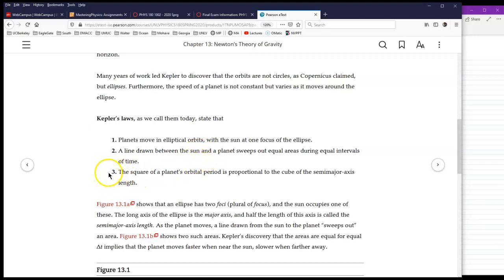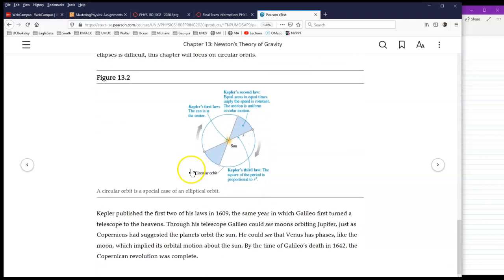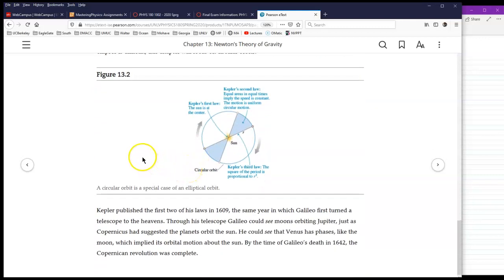And then the third one is more of a mathematical law. It says that the square of the period is proportional to the cube of the radius. He said the square of a planet's orbital period is proportional to the cube of the semi-major axis. I'm going to derive this law for you in this lecture, so we'll talk about that in a minute. So these are the three laws of Kepler, and then fast forward maybe 100 years or so.